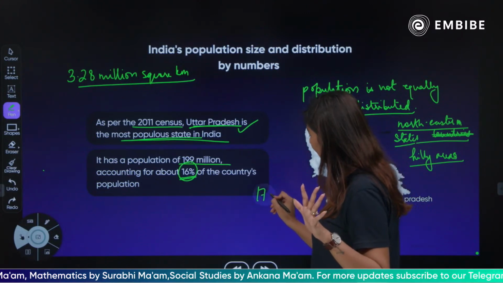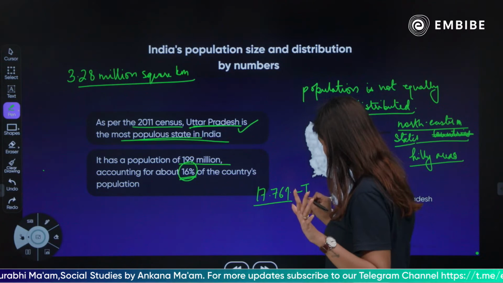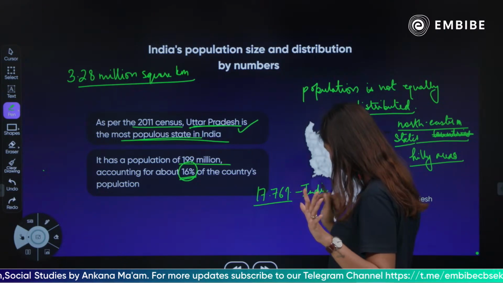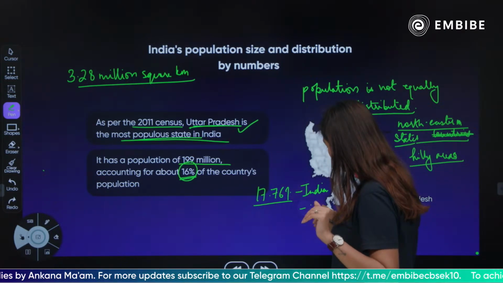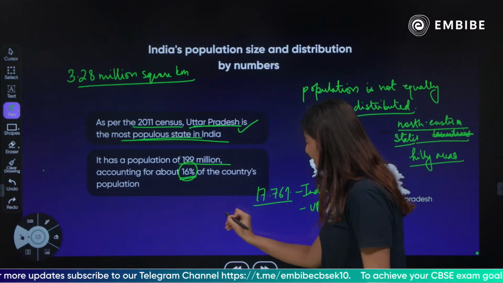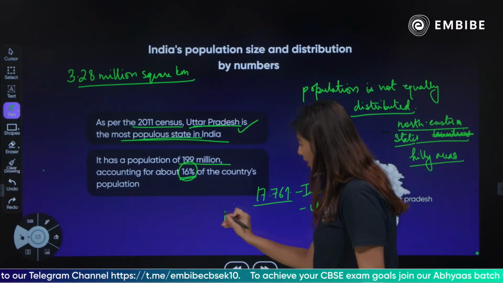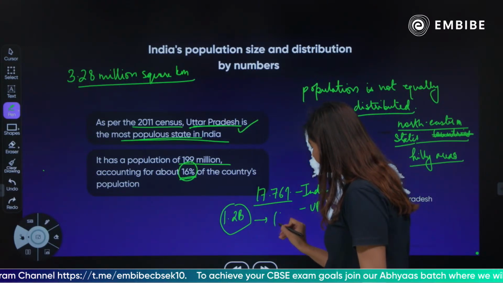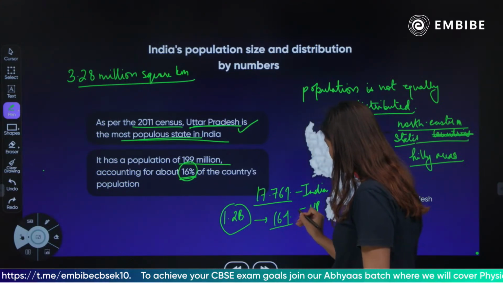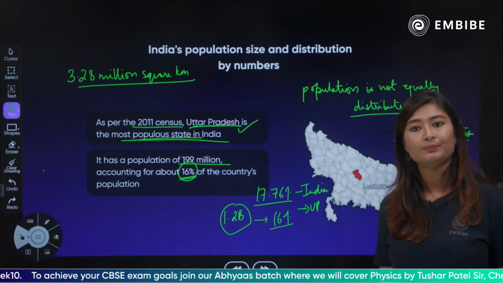In the entire world, 17.76% of the population stays in India, and India is the highest populated country. Similarly, UP is the highest populated state in India, and 16% of this population stays in UP alone. Okay?